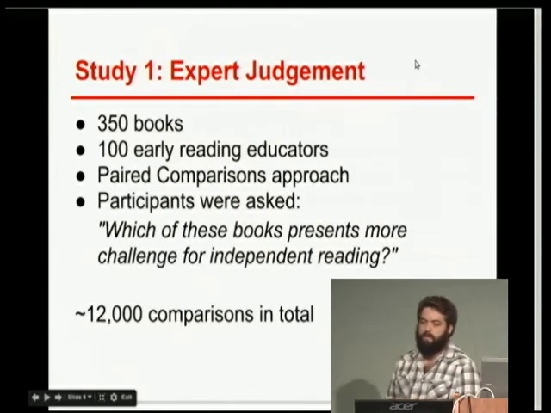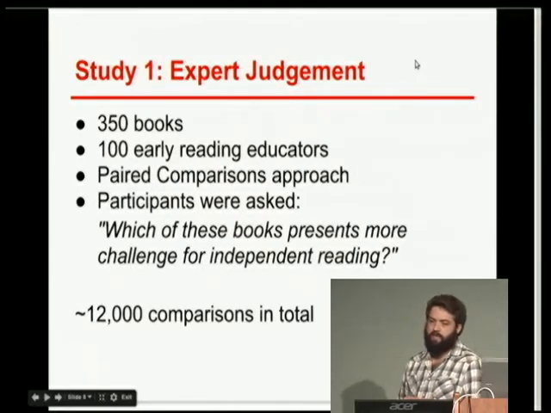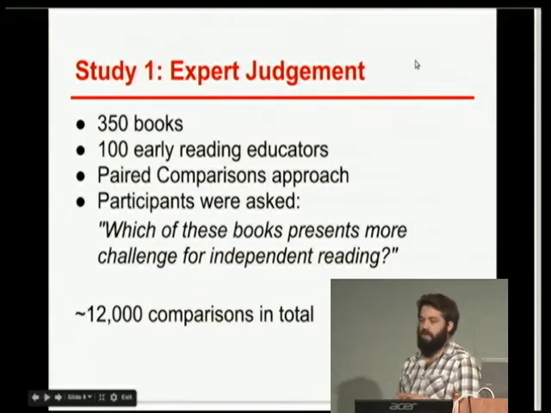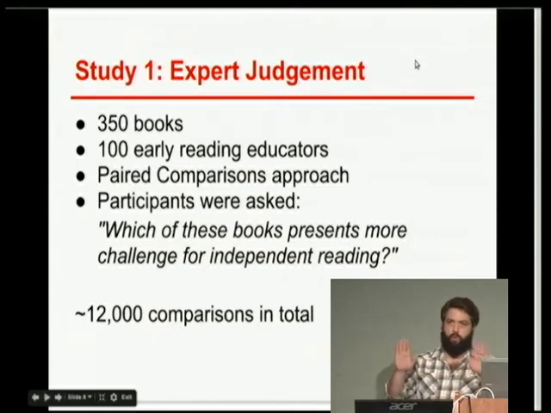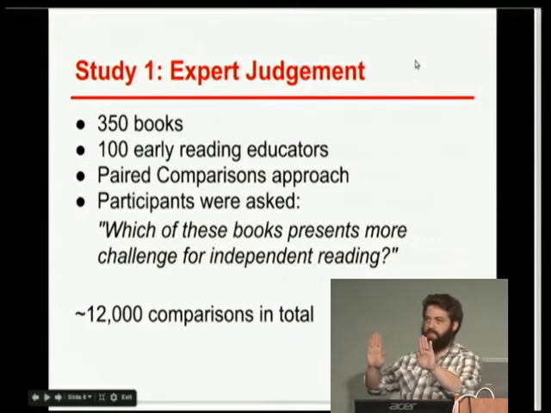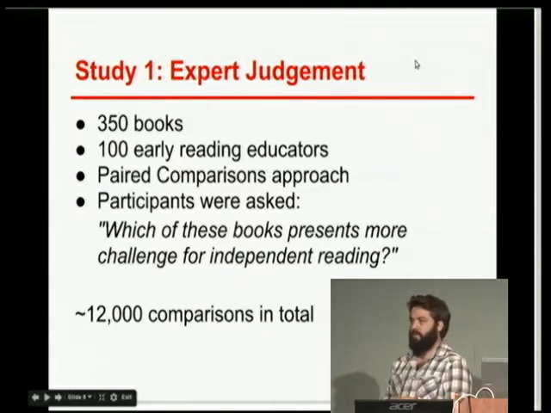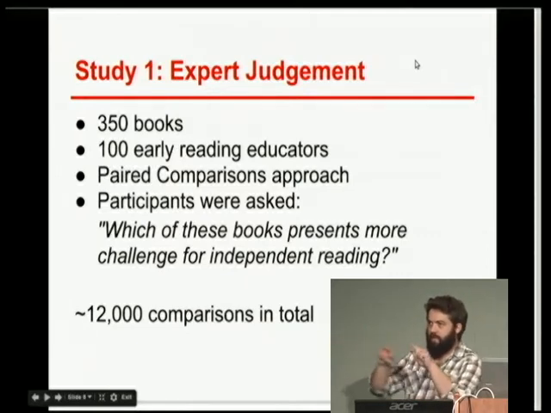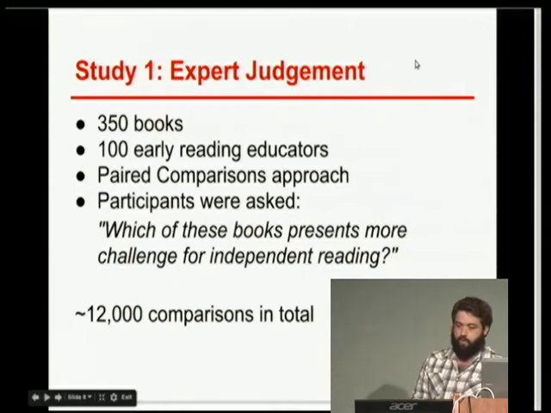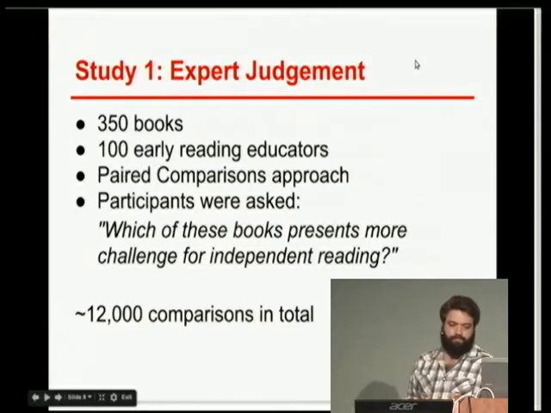So the first study is the expert judgment study. We used all 350 of our books. We got 100 early reading educators, and we did this pair comparison approach where they look at 2 books on the screen at the same time, and they're asked this question: which of these books presents more challenge for independent reading? They'd say this one, that one, this one, that one. We did 12,000 comparisons in total. We're able to use the Rasch model to analyze all that data and assign an interval scale score to each book in our study.